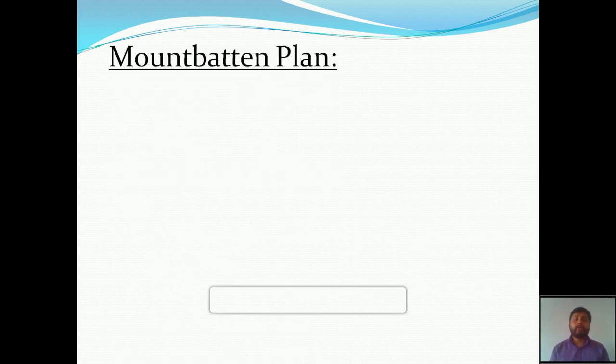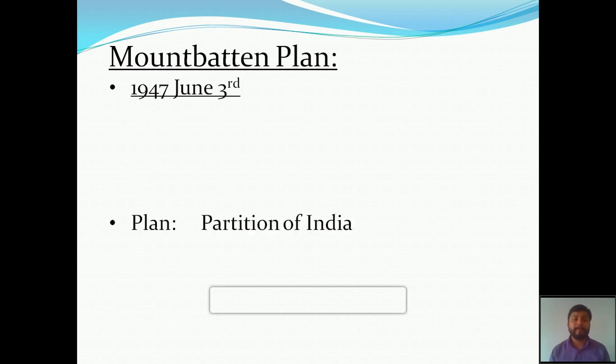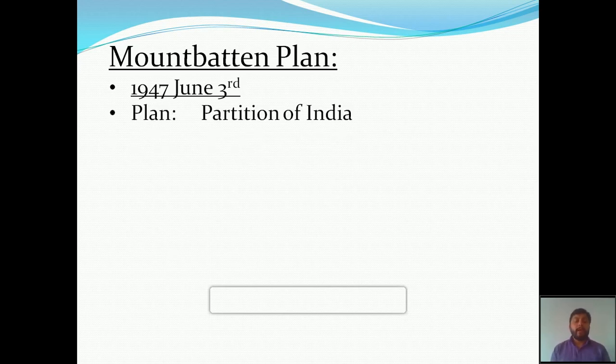In order to solve all these problems, Mountbatten introduced a plan known as the Mountbatten Plan. The Mountbatten Plan was announced on June 3rd, 1947. What was the main agenda behind the announcement of this plan? The plan was mainly focusing on the partition of India. And this particular idea was introduced to 7 main leaders of our country during 1947.